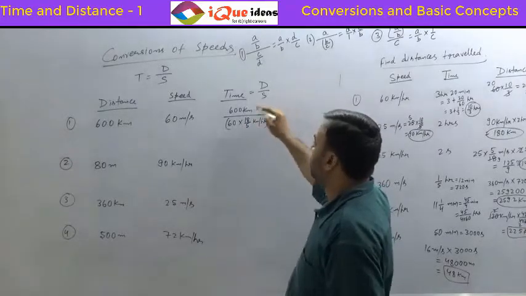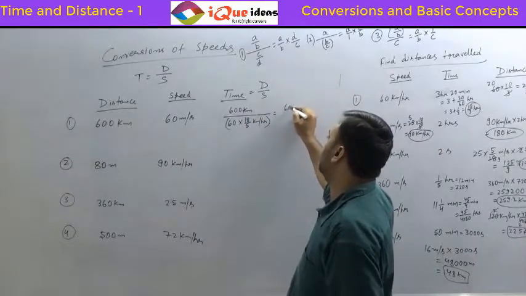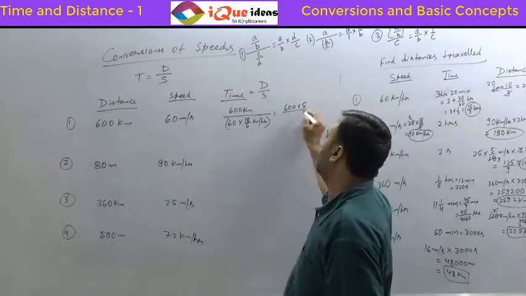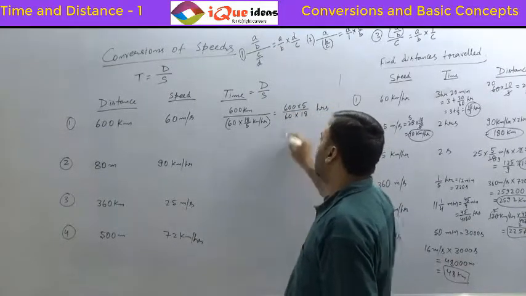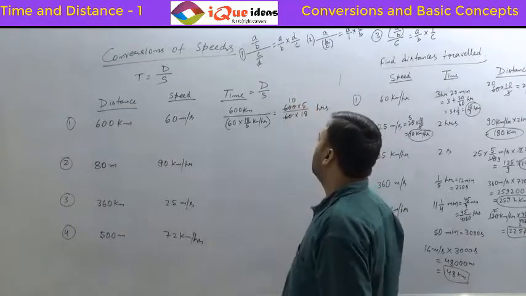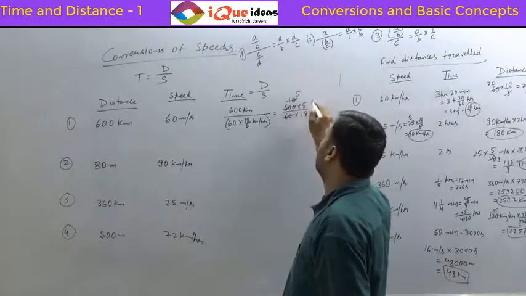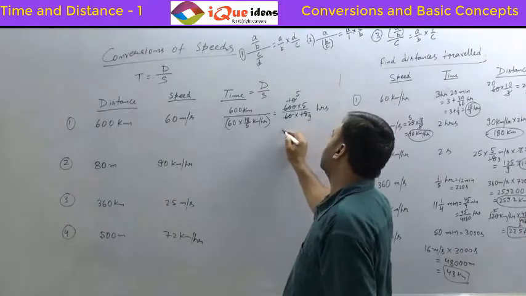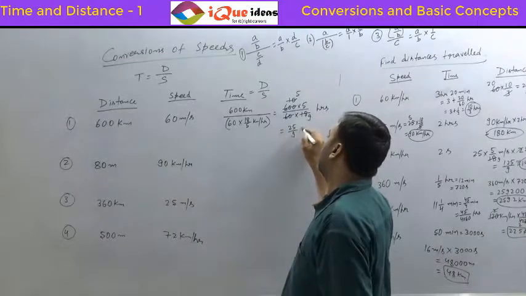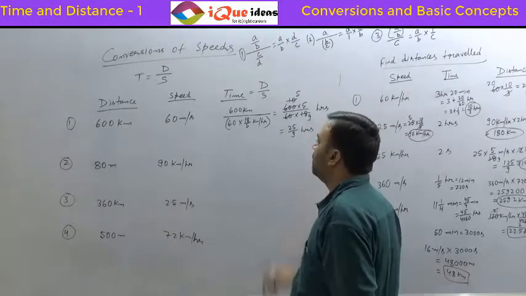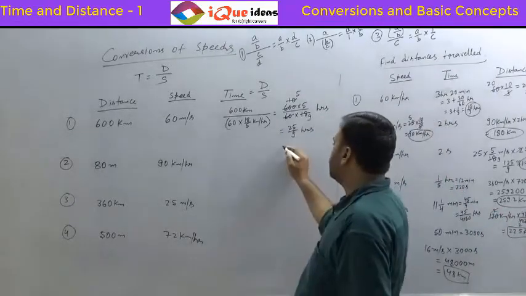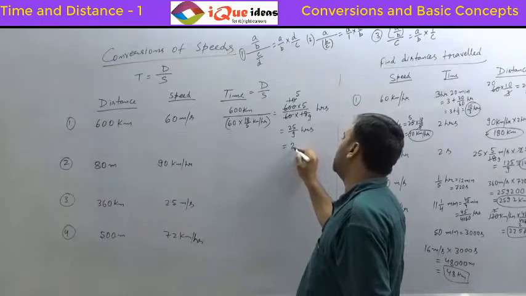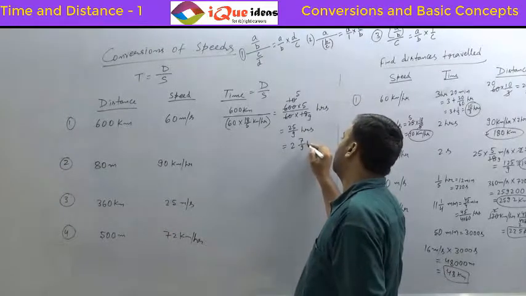So this 5 goes to the numerator. So 600 into 5 by 60 into 18 hours will be the answer. So 60 10 times to 5 times. So 9 times. So it is 25 by 9 hours. Okay. Now simplify as much as possible. Now see, 25 by 9 is actually 9 2s are 18. So 2, 7 by 9 hours.